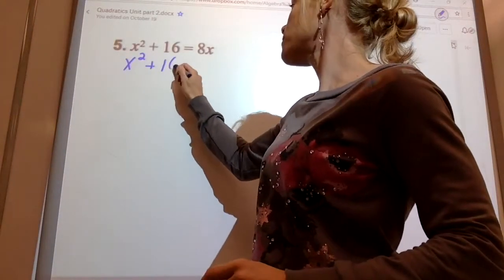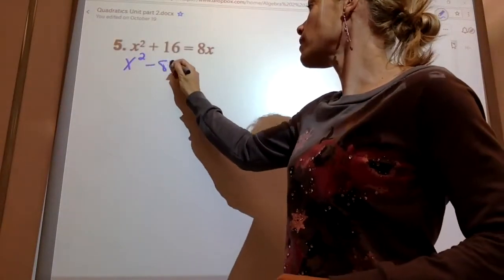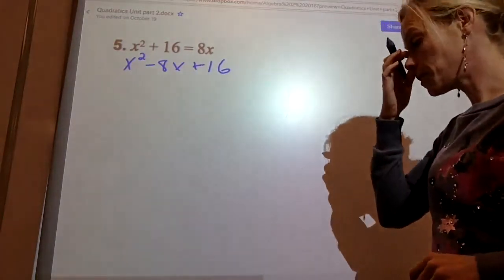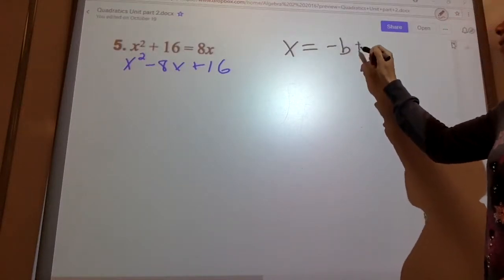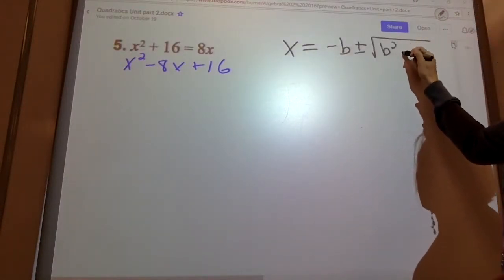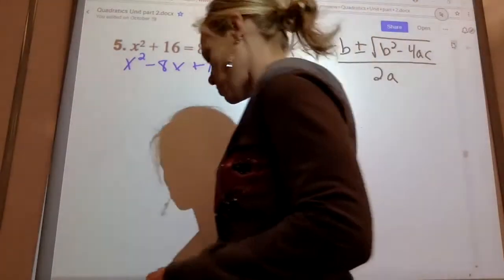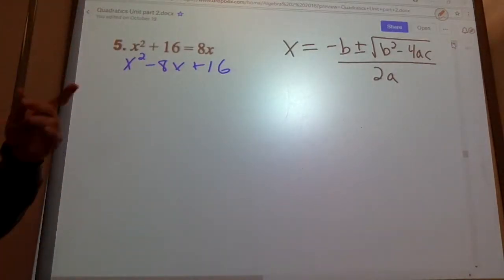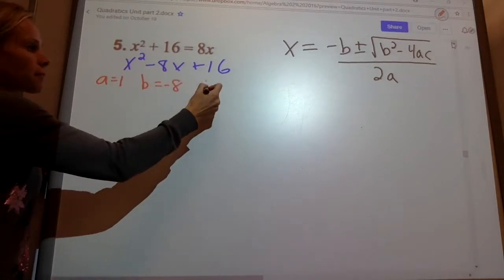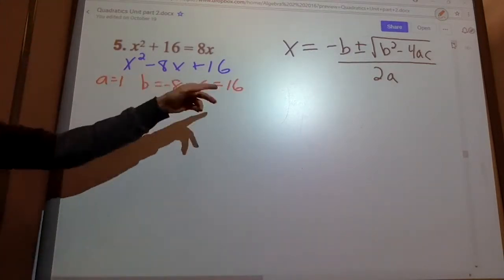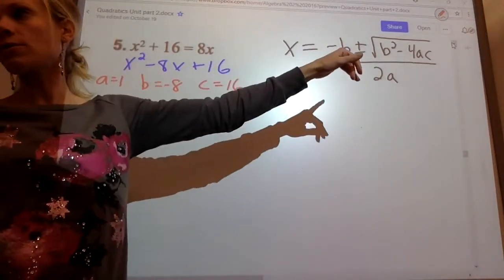All right, start with standard form. Oops, let's put the 8x in the middle, right? So subtract the 8x over. Okay. So when you're using the quadratic formula, I would like to label my A, B, and C, because that's where some students get mixed up, they try to put B in for A, in for C. A is 1, B is -8, C is 16. Okay? So when you're taking these numbers and plugging them in, don't get any mixed around.